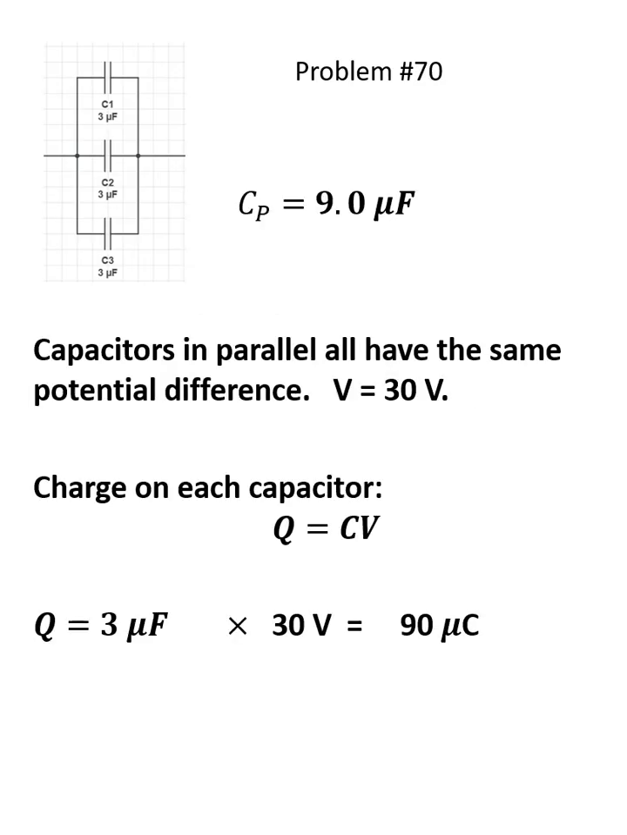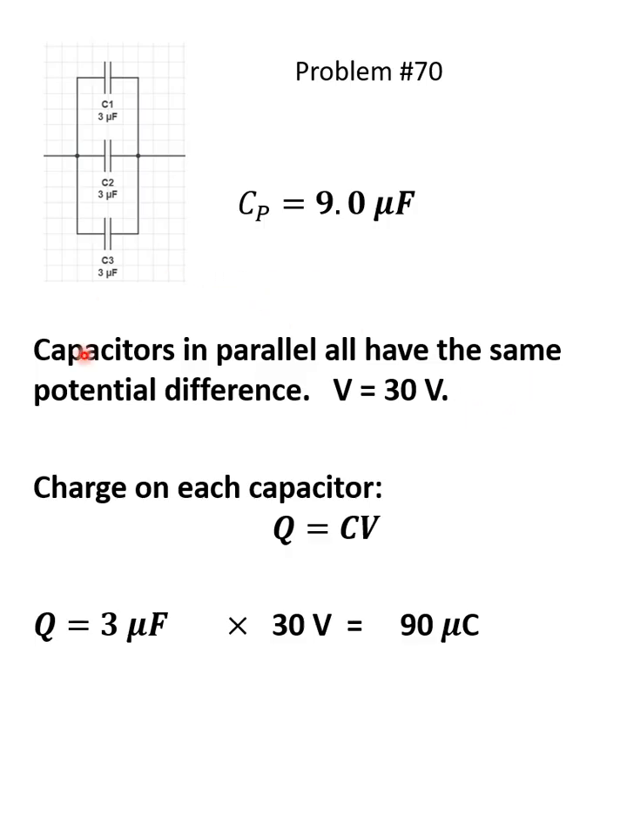Number 70 says the 3 capacitors in parallel are connected across a 30-volt battery. Find the charge on each capacitor and the potential difference across each. All right, well, we found in problem number 69 that their equivalent capacitance, when you put them all together, is 9 microfarads. And what I want you to remember is that capacitors in parallel all have the same potential difference. And so when they are hooked up to 30 volts across them, each one of them has 30 volts across it.